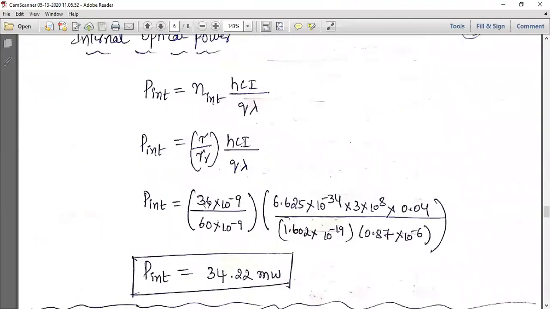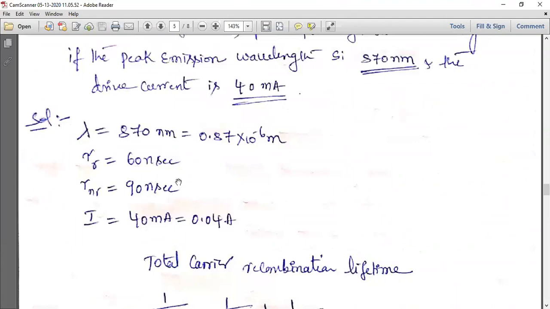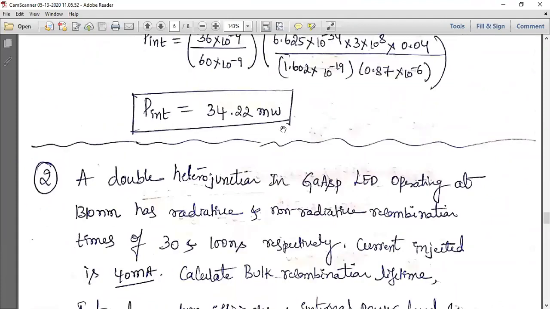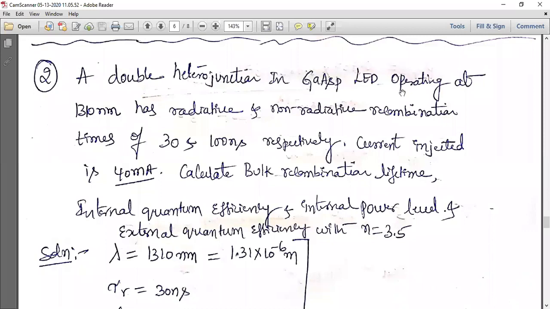We know what is given: 36 and 60. So they have given it, and we replace and substitute that. So we end up with this particular milliwatts as the internally generated power. So, simple substitution.